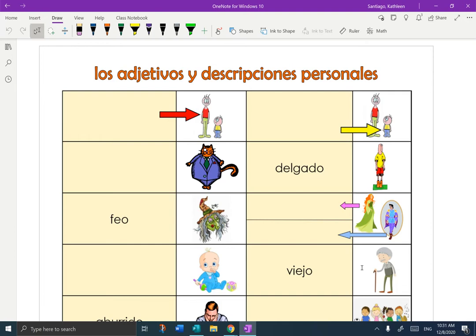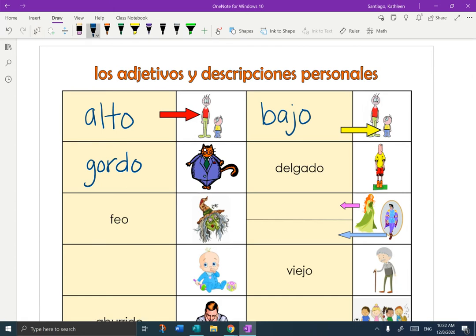If the man with the red shirt is tall, think about the word altitude for a plane. So the word for tall is alto. The word for short is bajo. We have then a skinny man in the yellow shirt. He is delgado. And then we have the fat cat. The opposite of delgado is gordo. Gordo. The witch is feo.